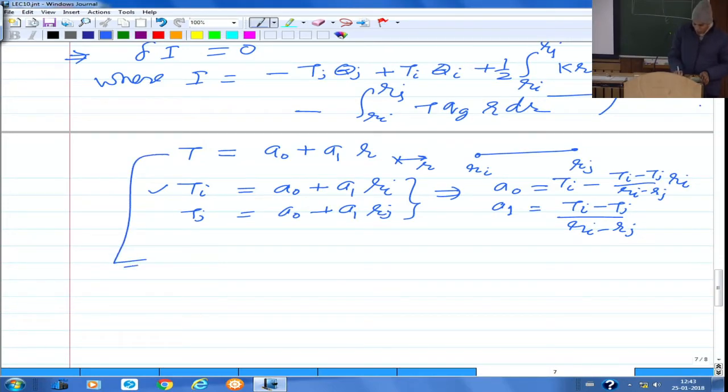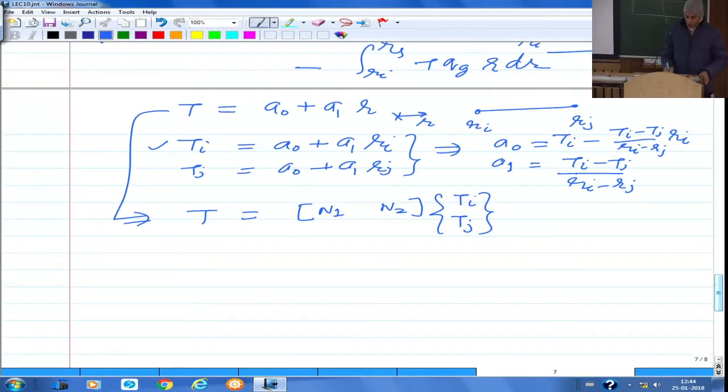Then you substitute it here. So finally you get your T. Now you are going to put the A0 expression here and the A1 expression here. Then you collect the coefficient of Ti, that is one shape function, and the coefficient of Tj is another shape function. Let me write those shape functions as n1, n2. So finally I can write this as n1, n2 and the vector of elemental degrees of freedom as Ti and Tj. Okay. What would be n1?